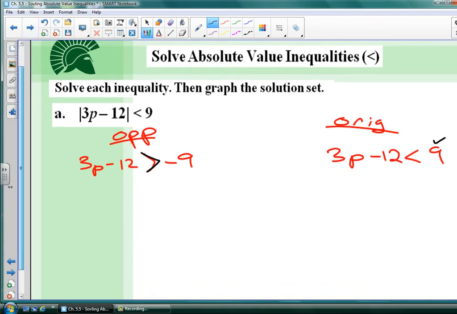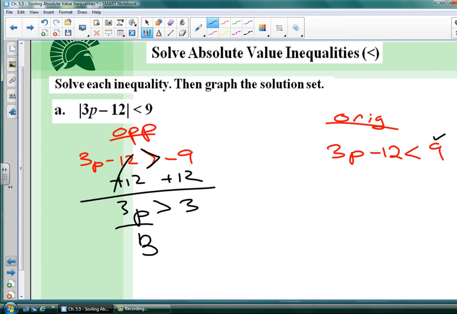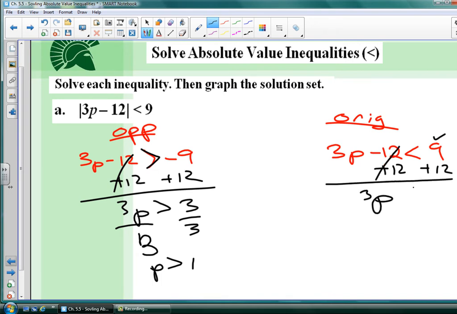And so I'm going to solve by doing additive inverses first. Then I get 3p is greater than 3. I'm going to divide both sides by 3, and I get p is greater than 1. On the left, again, additive inverse. I get 3p is less than 21. Divide by 3, and I'm going to get p is less than 7.